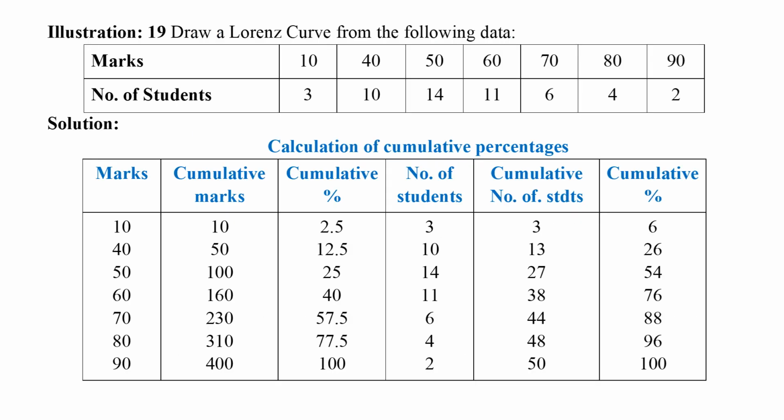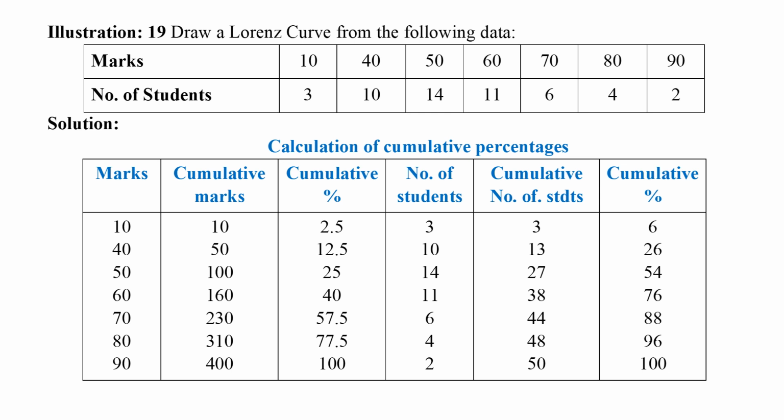Illustration 19 represents marks and number of students. In order to prepare Lorenz curve to ascertain standard deviation, a 6-column table should be prepared. In the first column, marks should be written. In the second column, cumulative marks should be written. That's 10, then 10 plus 40 is 50, then 50 plus 50 is 100. Like that, remaining values should be calculated.